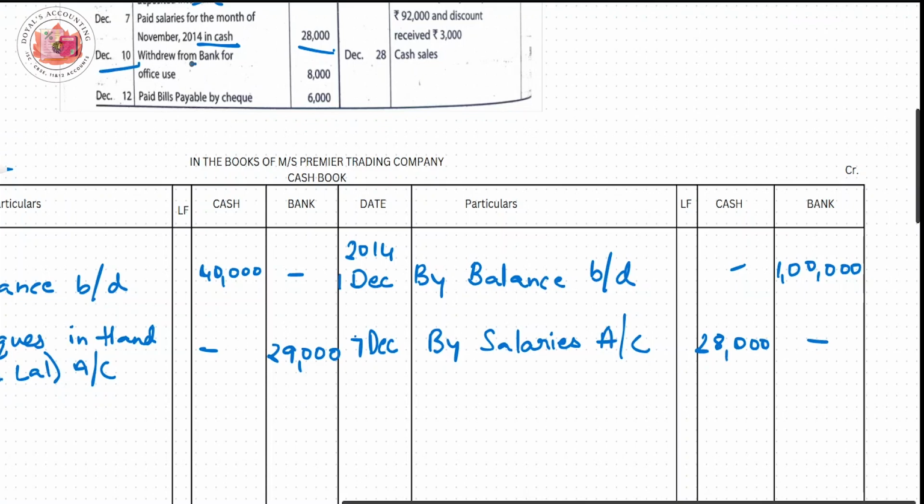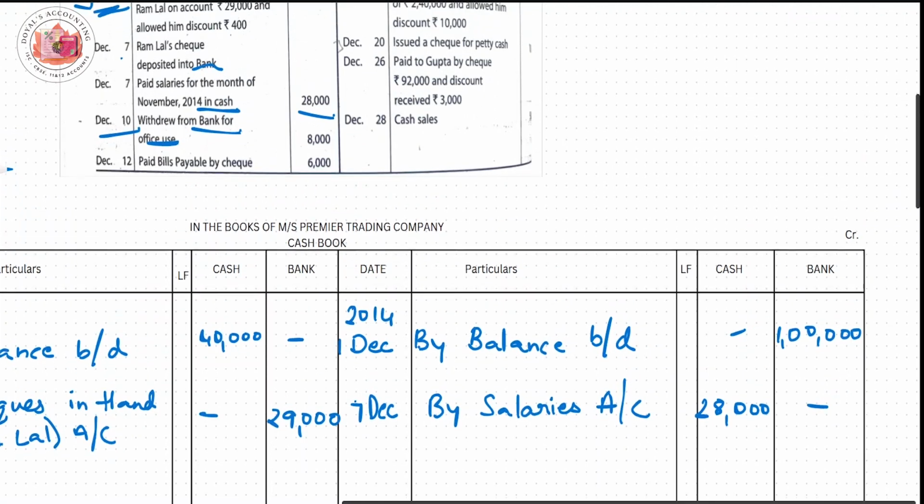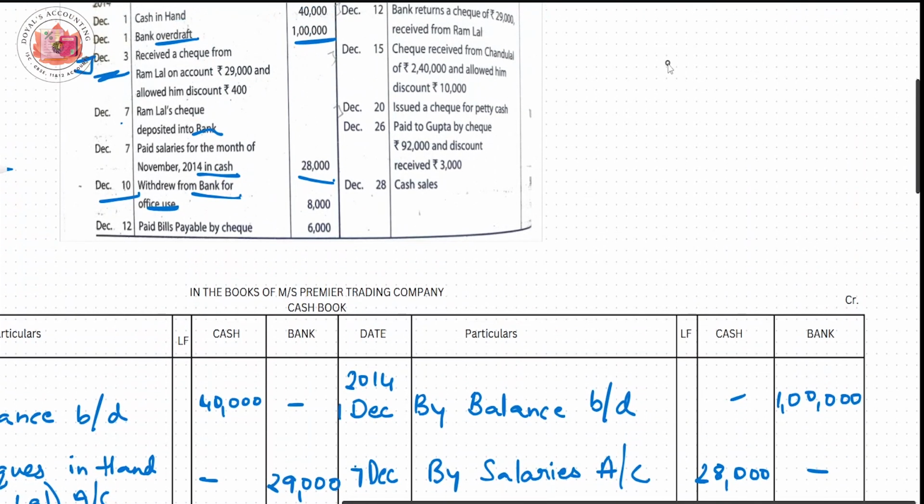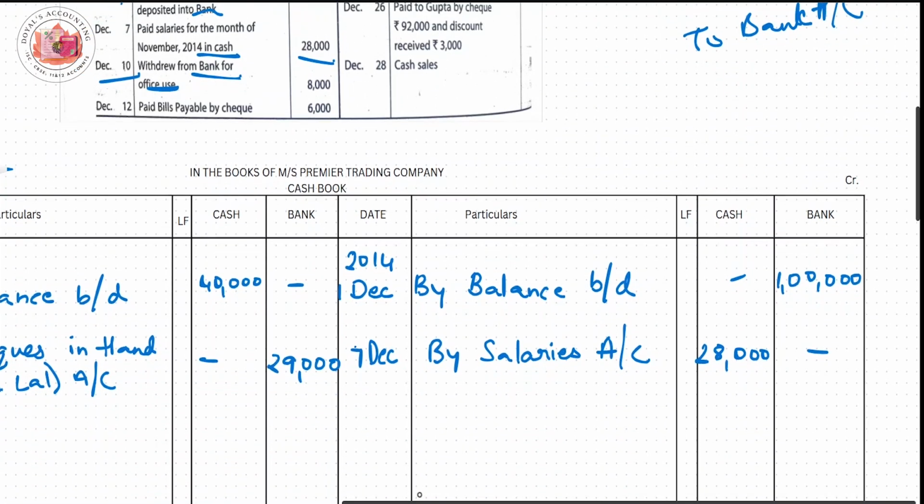December 10th, we have withdrawn 8,000 from the bank for office use. So what would the journal entry be for withdrawing money from the bank? Cash account debit to bank account, right? Now, when you are going to post this in the cash book, this is going to be a contra entry.